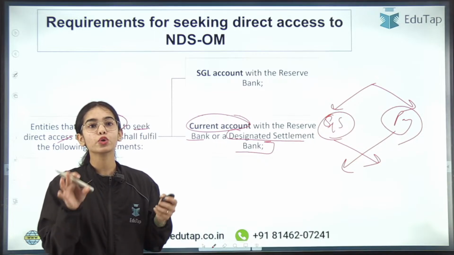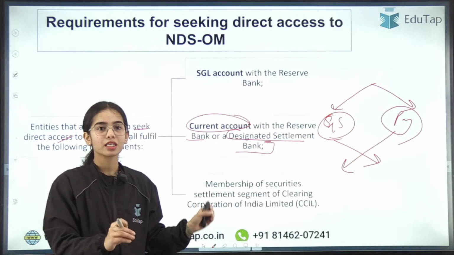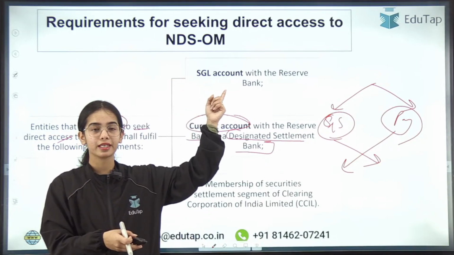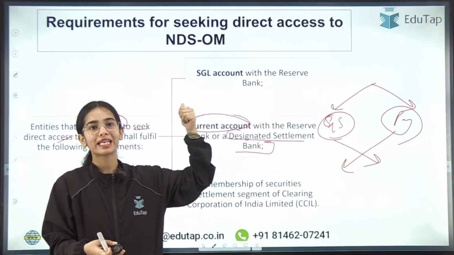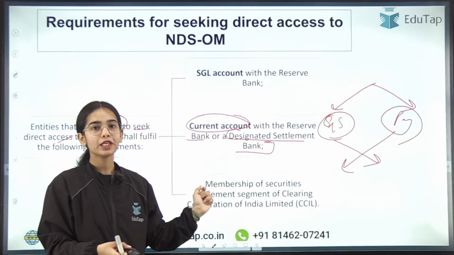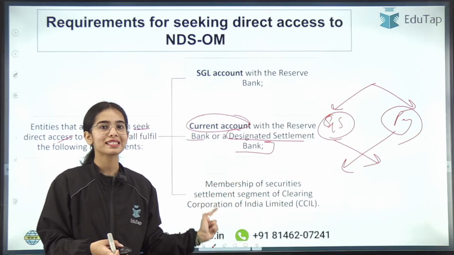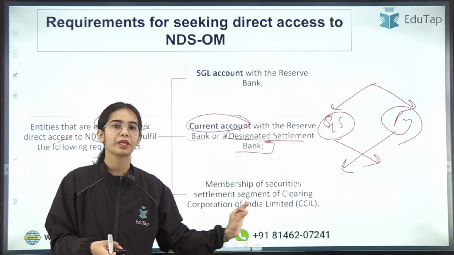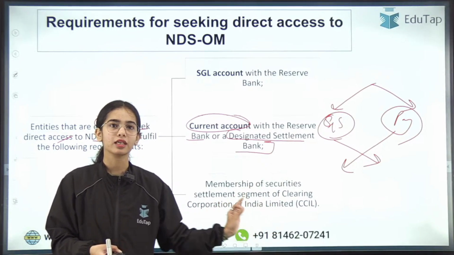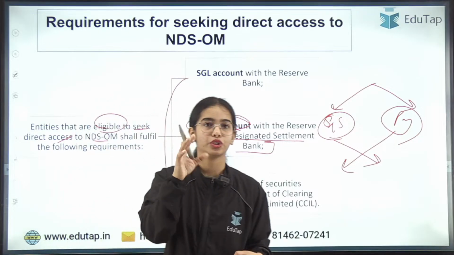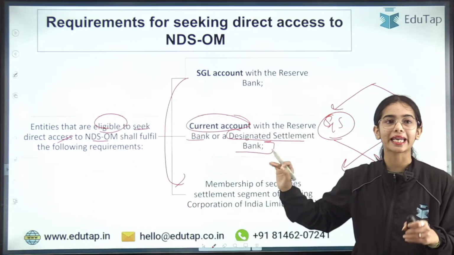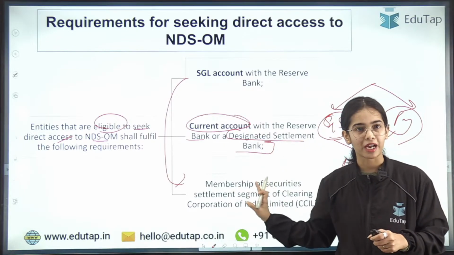As well as you need to have the membership. So the banks, mutual funds or NBFCs that want direct access to the NDS-OM need to have the membership of the Securities Settlement Segment of the Clearing Corporation of India Limited, that is a clearing corporation. So these are the requirements for having direct access to the NDS-OM platform.